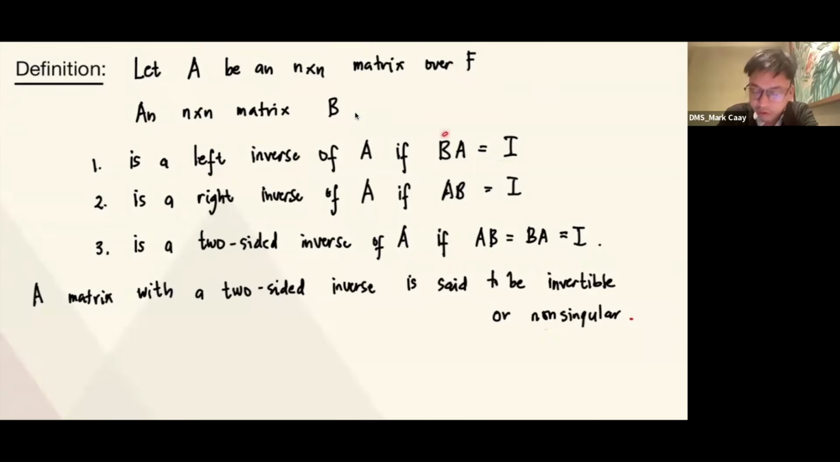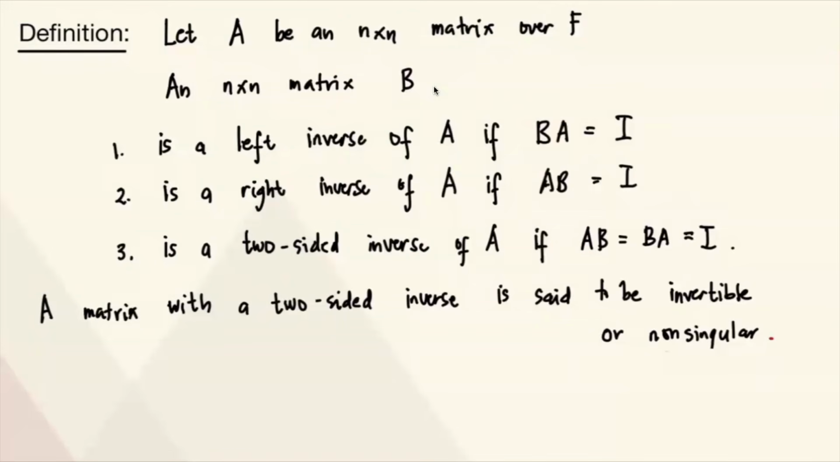So kung makikita mo, this is just the left of A. Kaya naging left inverse siya. And then right inverse naman siya kapag nasa right side siya ni A. In the event that B is both left and right, and that means it holds in this case, then we say that B is a two-sided inverse of A. So in this case, a matrix A with a two-sided inverse is said to be invertible. Invertible siya or non-singular. So otherwise, singular siya.